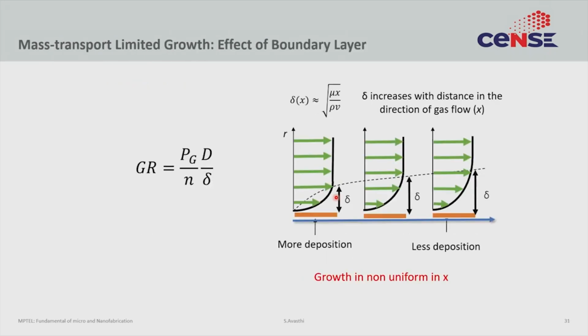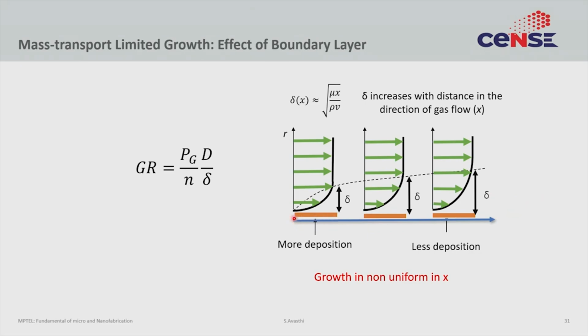Now let's look into the mass transport limited regime in a little more detail. Some part of this must be obvious to you by now, that there clearly would be an effect of the boundary layer, because the growth rate is given by the partial pressure, or sorry, the total pressure, which may be uniform. However, it depends on D as well as delta. Now delta is the boundary layer, which changes from the left hand side of the reactor to the right hand side of the reactor, but also changes across a wafer, right.